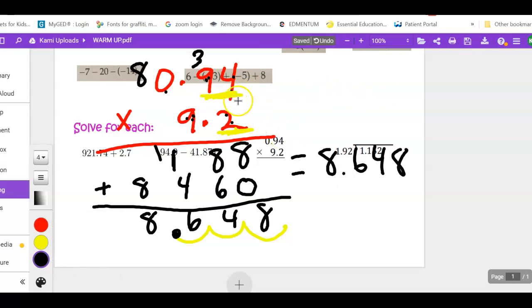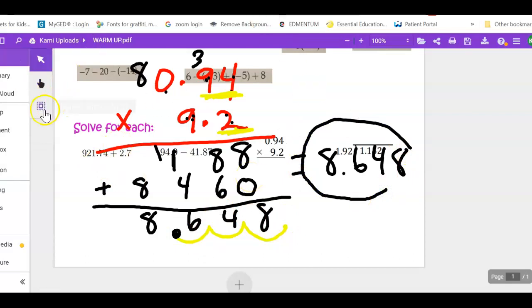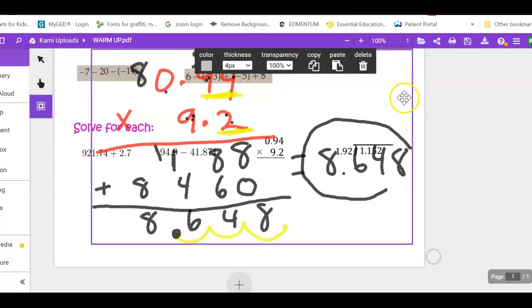How to place your decimal: do your regular multiplication. Count the number of places after the decimal in each number. This number has 2 decimal places. This number has 1 decimal place, so that's 3 altogether. I'm going to start here, and I'm going to bounce over 3 times. 1, 2, 3, and that's where the decimal would be for your final answer. Final answer, 8.648. Okay, so we're now at that last problem, which was a practice of dividing decimals. Here we go.